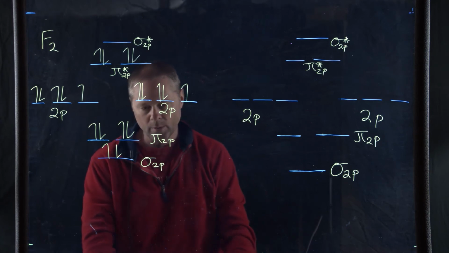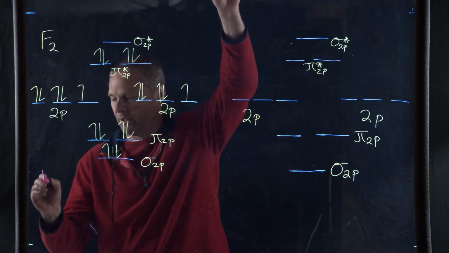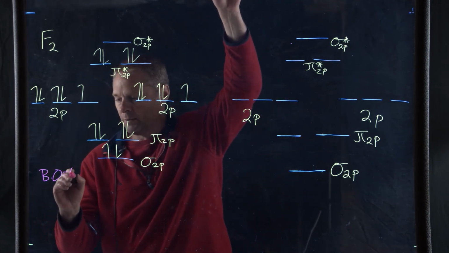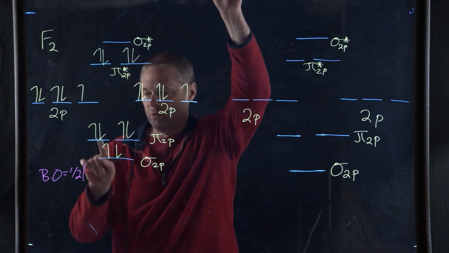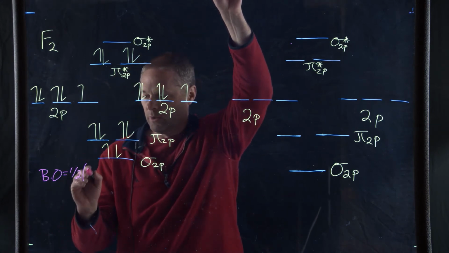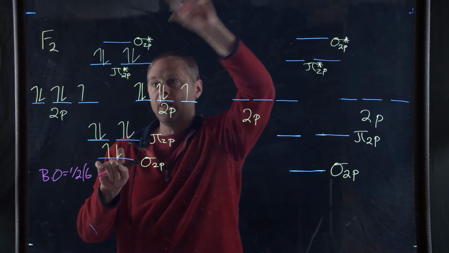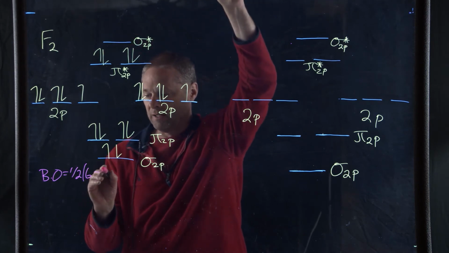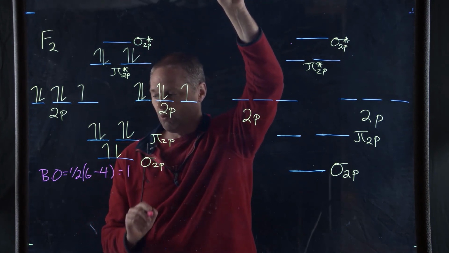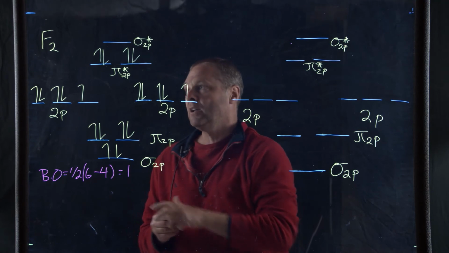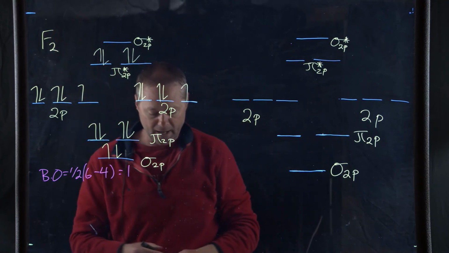Now, if we want to come up with the bond order for fluorine, that's going to be equal to 1/2 times, this is 2, 4, 6. So we have 6 in the bonding, and we have 4 in the antibonding, and so that's going to give us 1. So that means that there's a single bond between the 2 fluorine atoms.